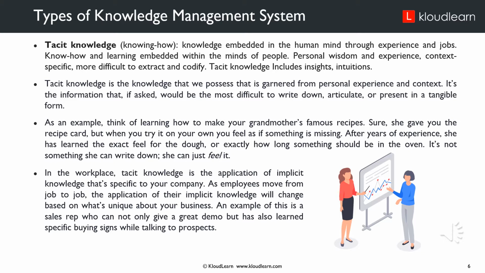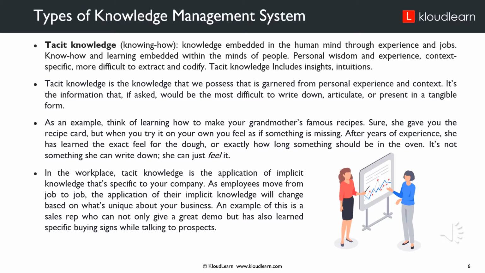Types of knowledge management system. Tacit knowledge, or knowing how. Knowledge embedded in the human mind through experience and jobs. Know-how and learning embedded within the minds of people. Personal wisdom and experience, context-specific, more difficult to extract and codify. Tacit knowledge includes insights, intuitions.